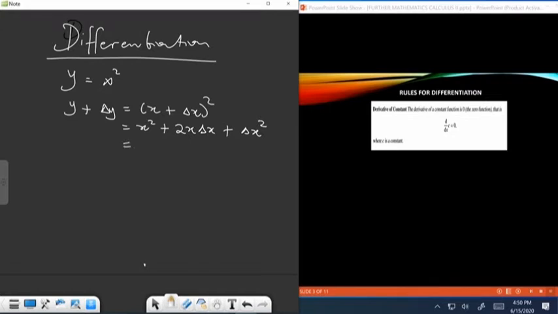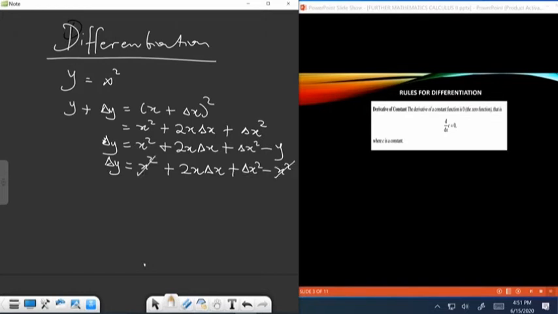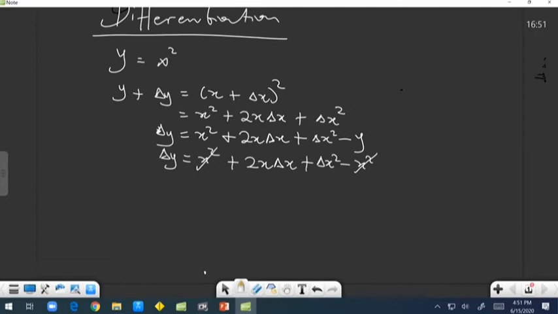So we can say that delta y is equal to x squared plus 2x delta x plus delta x squared minus y. Well, we have the y here. So delta y is equal to x squared plus 2x delta x plus delta x squared minus x squared. So we cancel out x squared, and we can further say that delta y is equal to 2x delta x plus delta x squared.